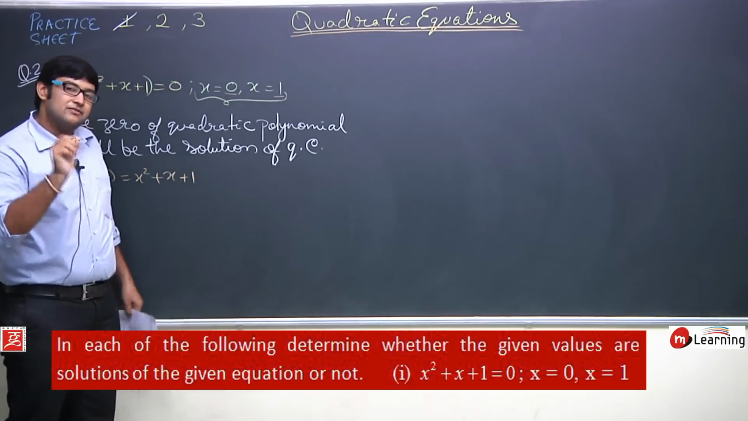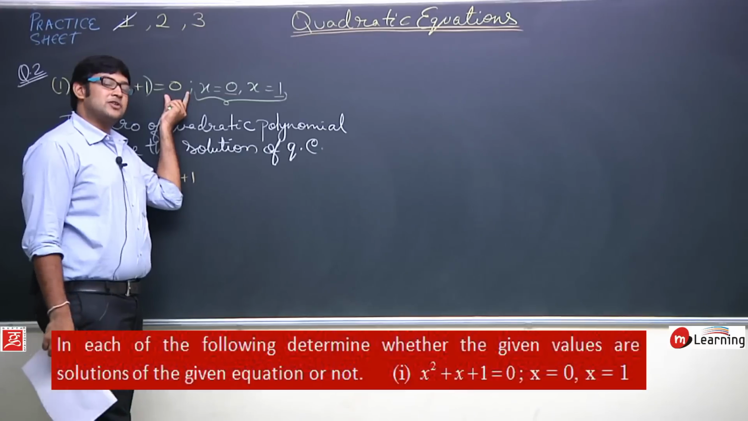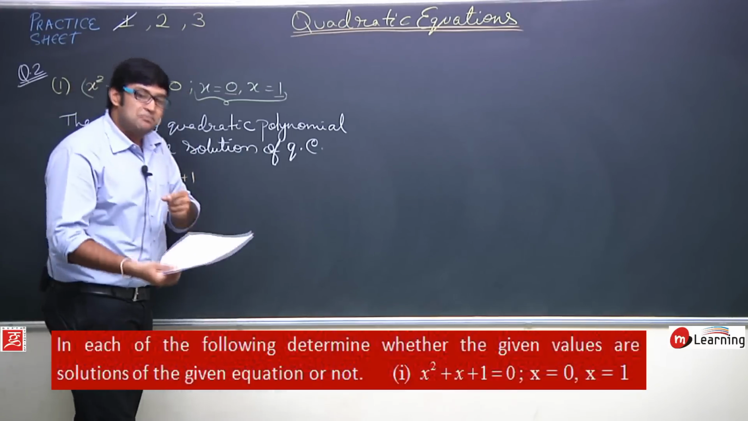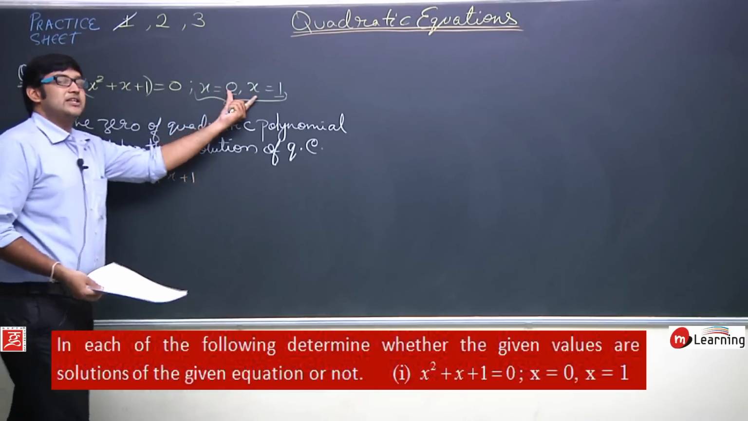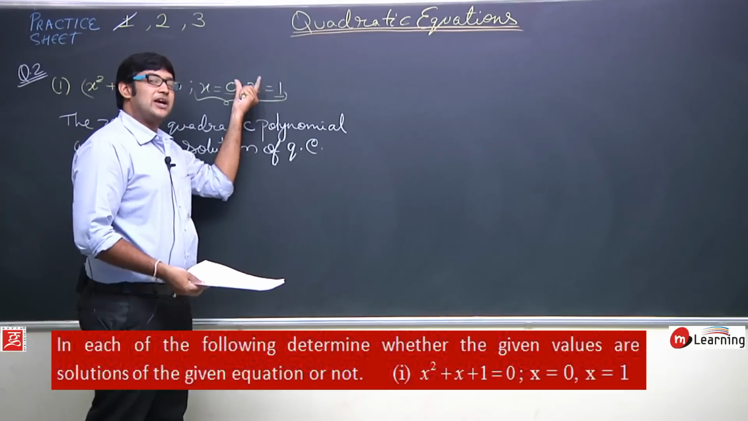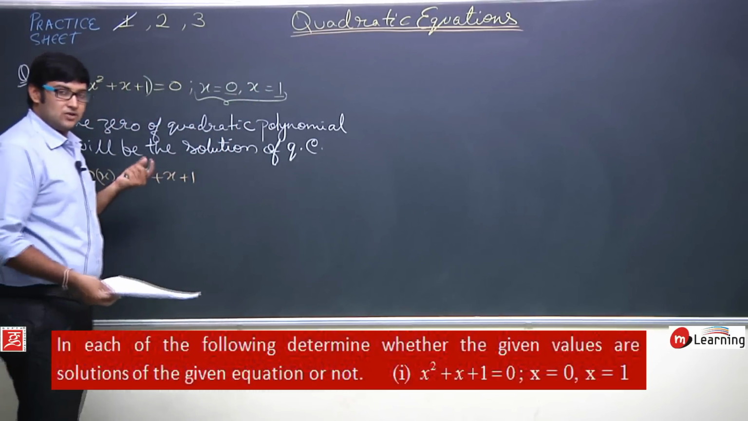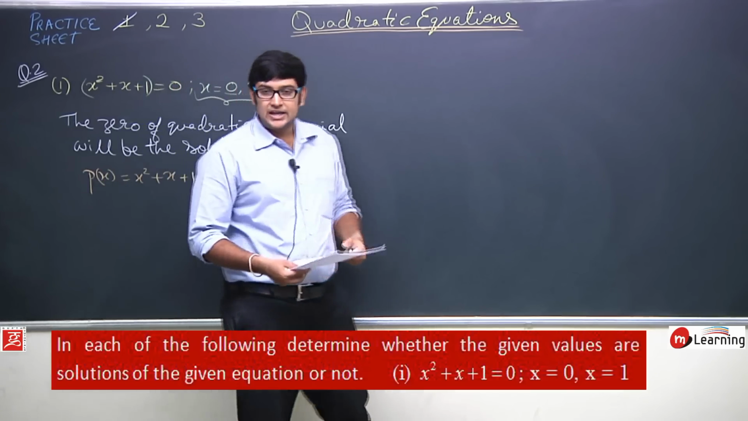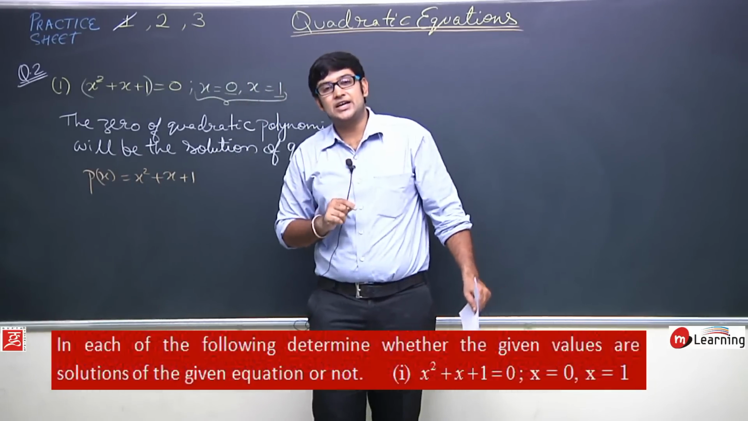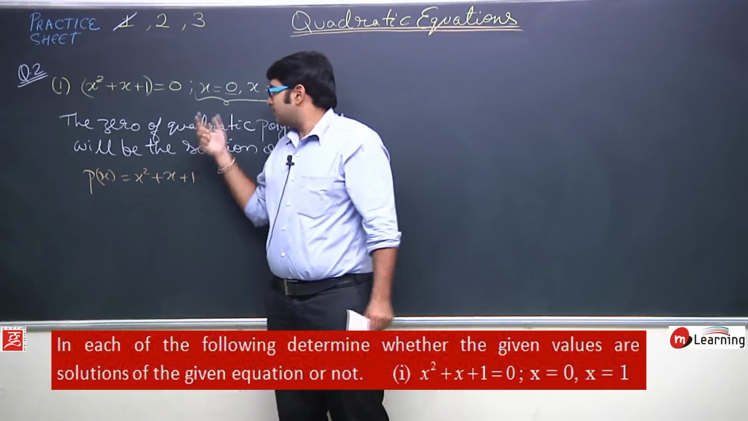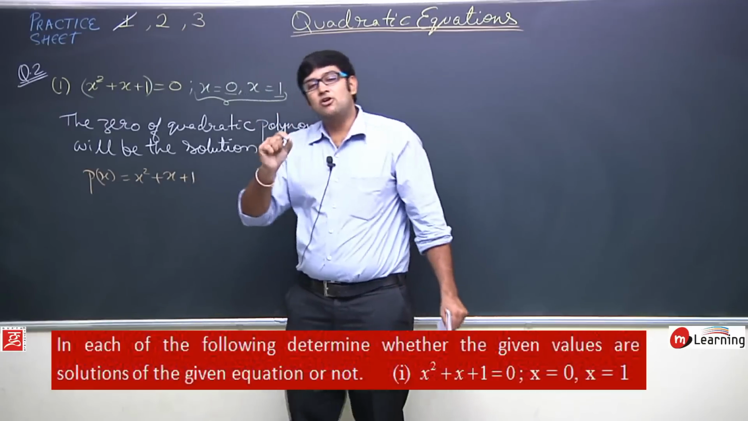We need to check whether these two values are solutions of this quadratic equation, or it implies that we need to check whether these two values, x is equals to 0 and x is equals to 1, are the zeros of this polynomial. Okay. हमें चेक करने को कहा गया है कि ये दोनों इसके सॉल्यूशंस है या नहीं. It means indirectly what is being said to us? Indirectly it says you have to check whether these two values are zeros of this polynomial or not.